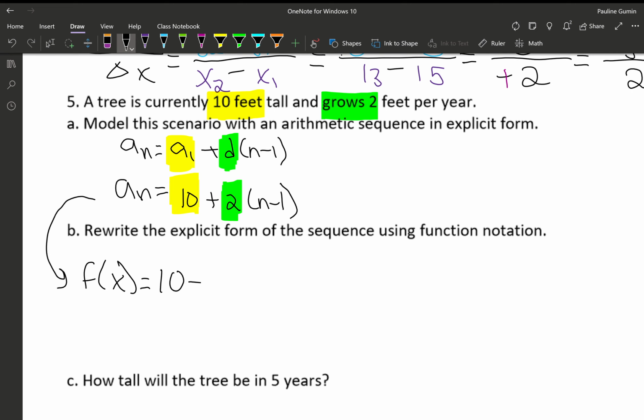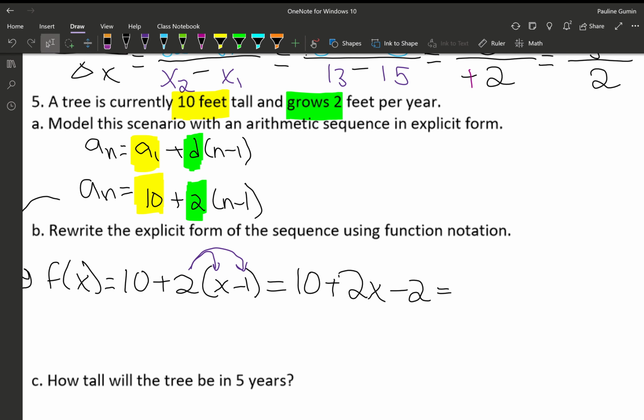10 is 10, that's a number. 2 is 2, it's a number. But because we're not using n's anymore, we're using x's, I'm going to write x minus 1. We need to continue this. Now here's where I'm going to jog your middle school memory. When we have a number in front of parentheses, we do something called the distributive property. And this is multiplication. So the 10 plus stays the same because there's no parentheses next to it. All right, 2 times x is 2x. 2 times negative 1 is negative 2.